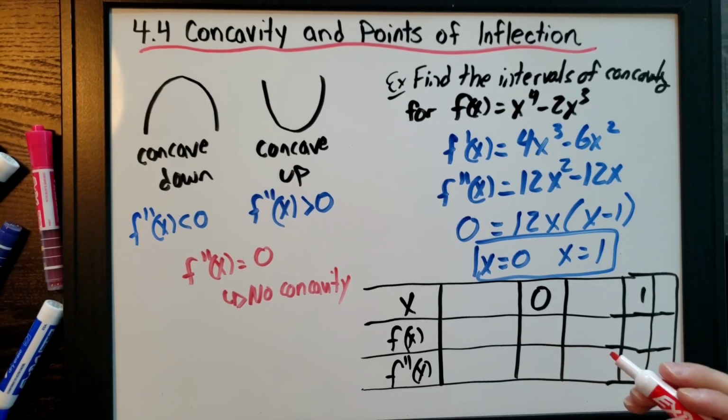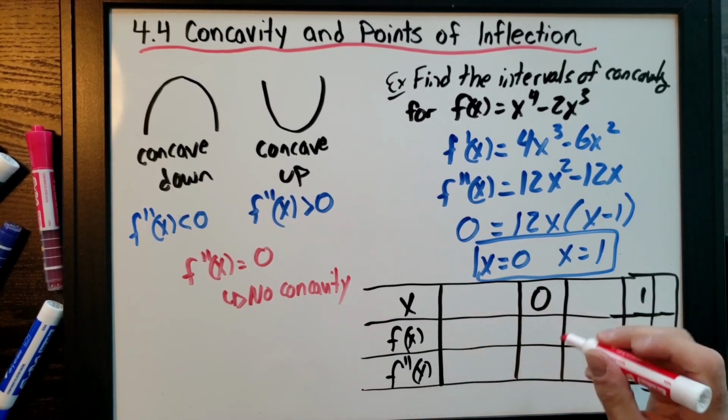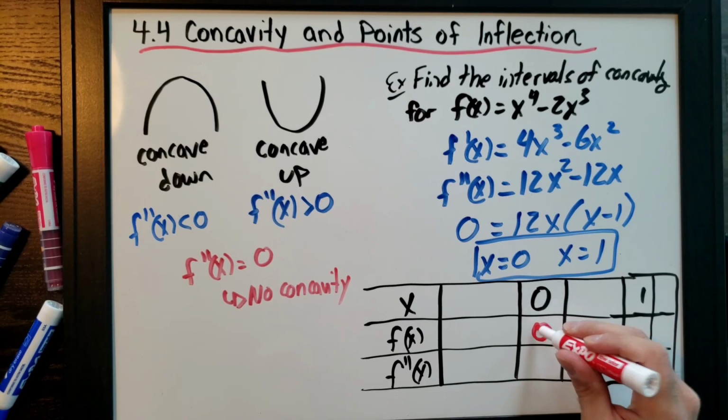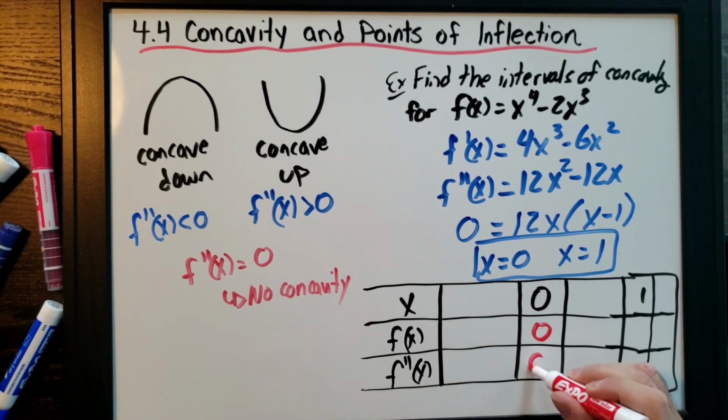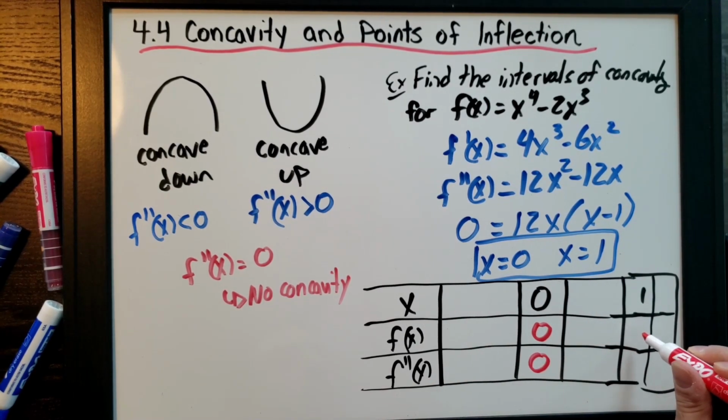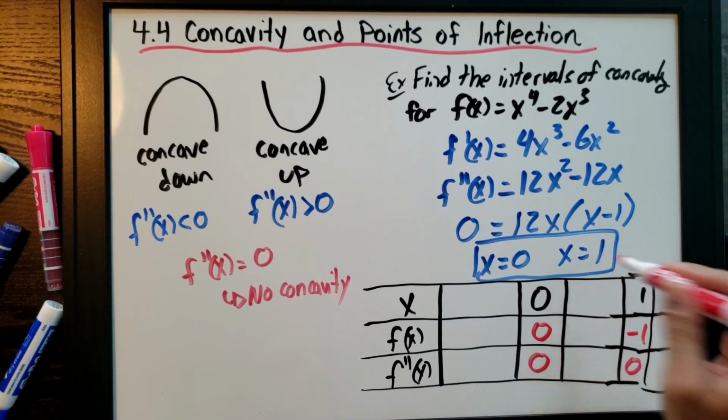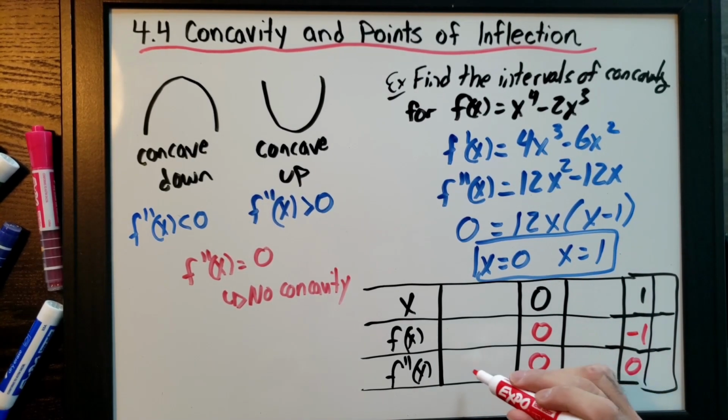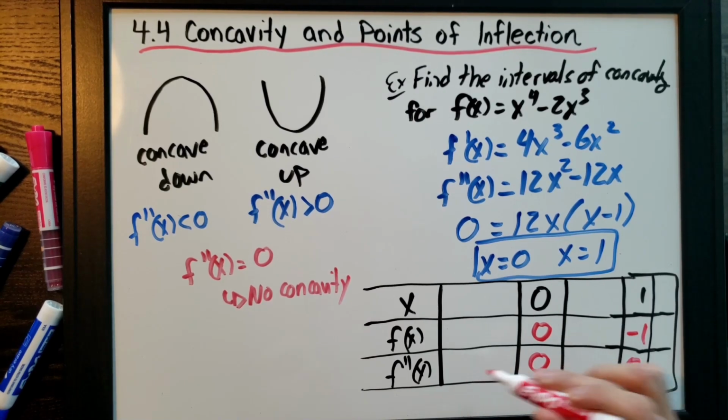Okay, so we know that if I plug in 0 into the function, I get 0. If I plug in 0 into the second derivative, I get 0. And likewise with 1. If I plug in 1, I get negative 1 in the regular function. And f double prime, I also get 0 because I found out that it's a 0. Now I want to test if the second derivative is positive or negative in these intervals.